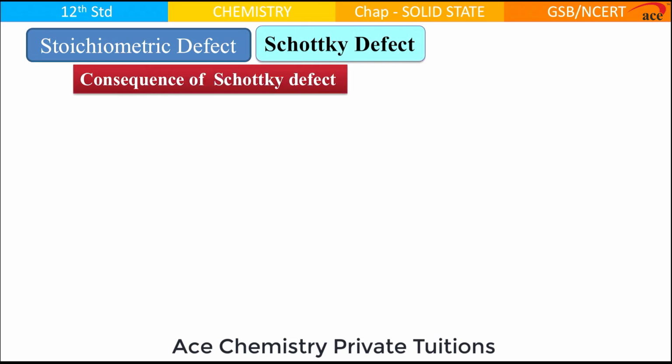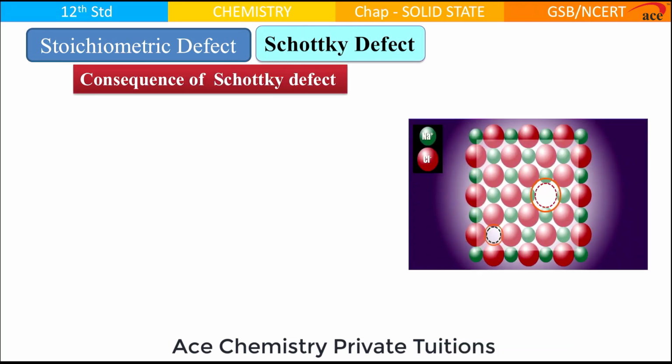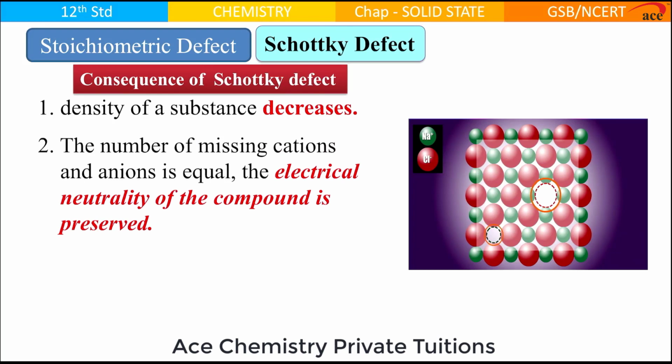What are the consequences of Schottky defect? You should remember, in Schottky defect, cations and anions are missing. Naturally, if cations and anions don't reach their place, the density of this ionic solid will be lesser. So, decrease in density. Because an equal number of cations and anions are missing, electrical neutrality of a unit cell or a crystalline solid is preserved. That means the net charge on the ionic solid is 0. So, the consequence of Schottky defect: density decreases and the net charge remains the same, 0.